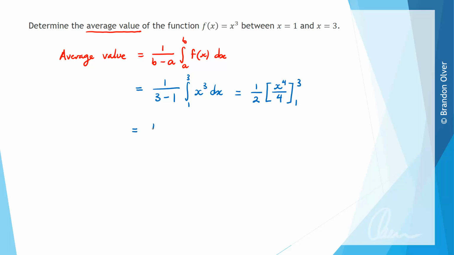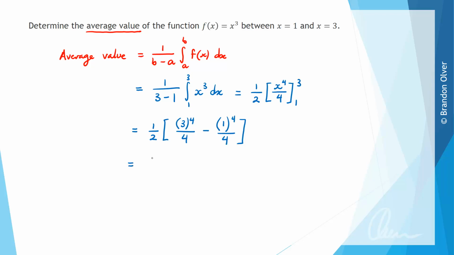So that's going to equal 1/2 multiplying. And to evaluate this, we simply plug 3 into the antiderivative. So we'll have 3 to the power of 4 over 4. And then we subtract away from that the antiderivative with the lower bound of 1 substituted in. So we'll have 1 to the power of 4 divided by 4.